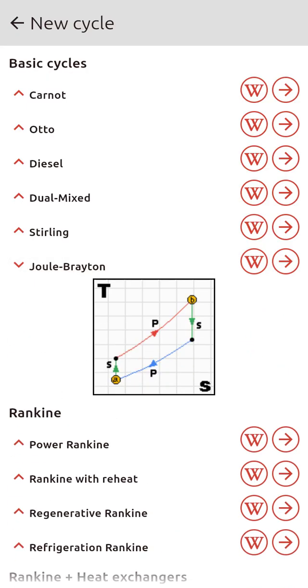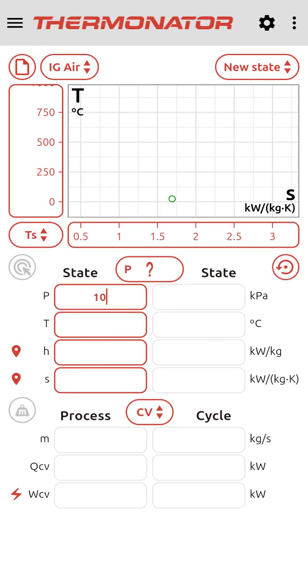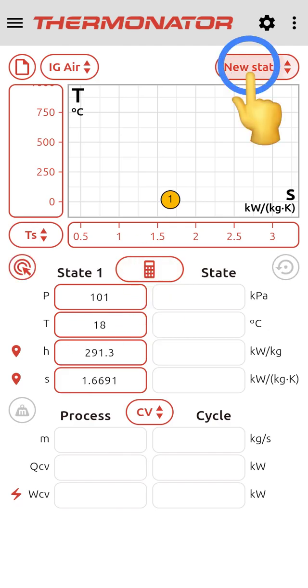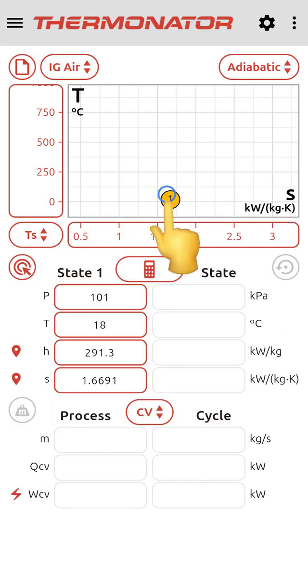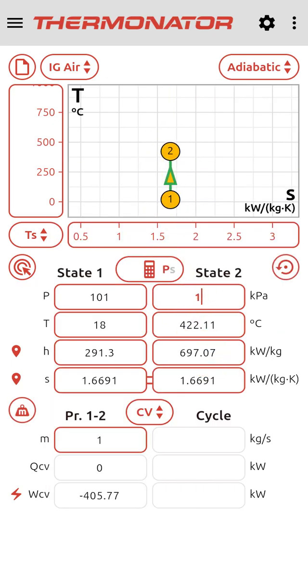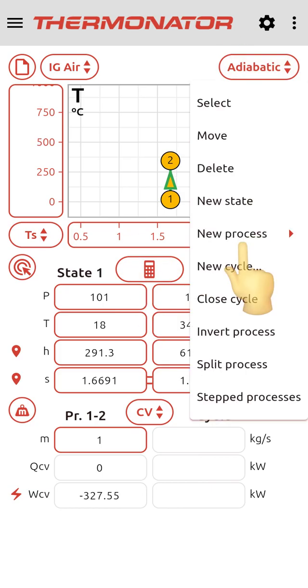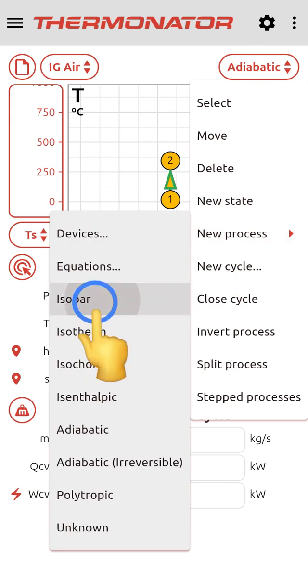one by one. We enter the pressure and temperature of the compressor inlet and calculate the state with those properties. The compressor performs an adiabatic process, so we create an adiabatic process. We enter the pressure of the regenerative heat exchanger inlet and calculate the state with this pressure and the entropy of the adiabatic process. The regenerative heat exchanger performs an isobaric process, so we create an isobaric process.